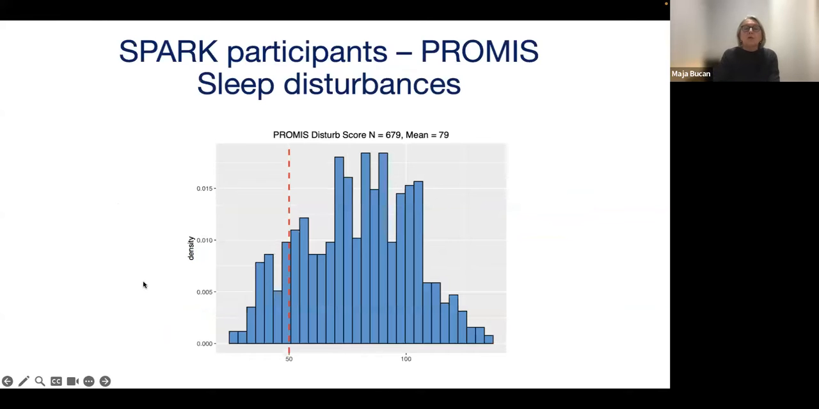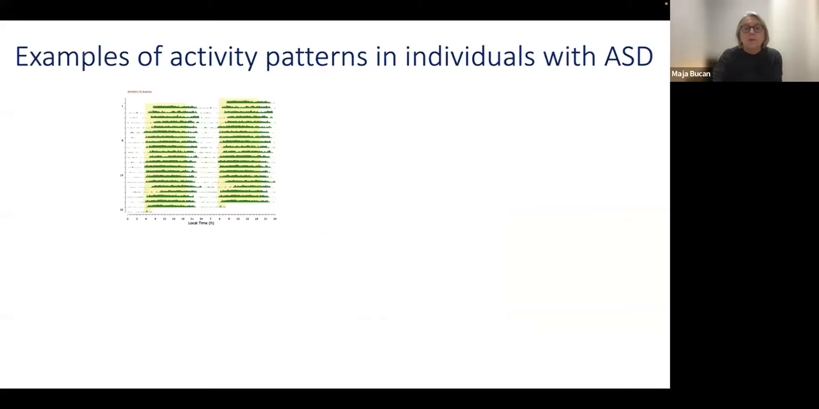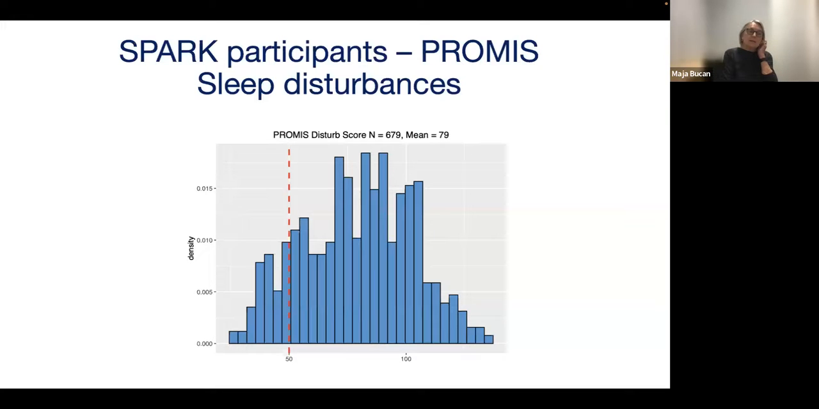So going back to sleep, here I'm showing distribution of scores based on PROMIS. As we have seen before, there is a significant number of individuals who do not report sleep disturbances. In our study, we are using informant information because the study is designed in such a way that individuals should be able to fill in questionnaires. And then you can see also the significant difference between mean score that's reported in the literature and mean score for this group of 700 individuals with autism.